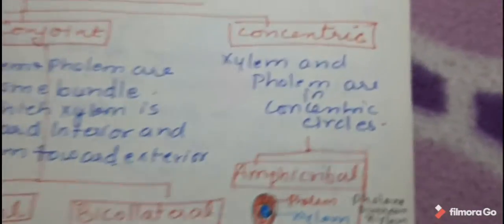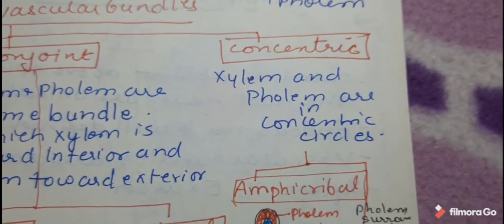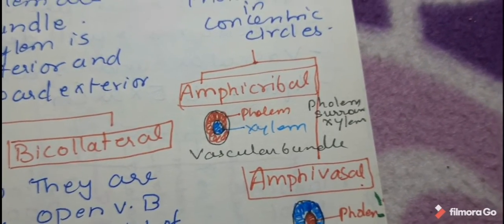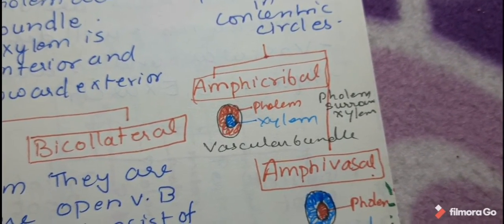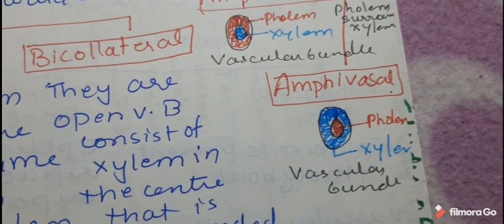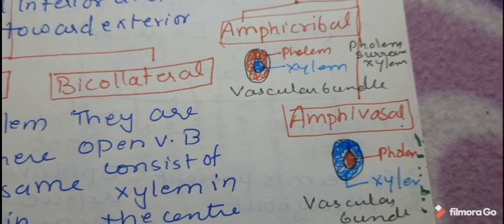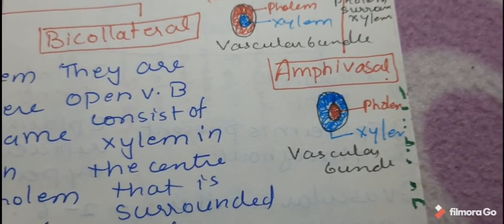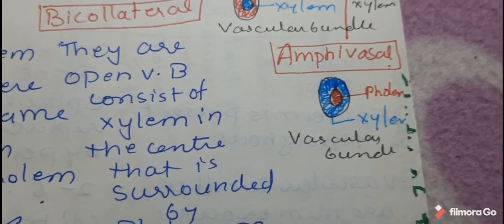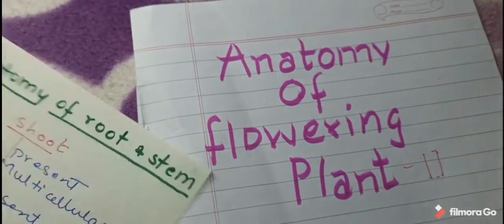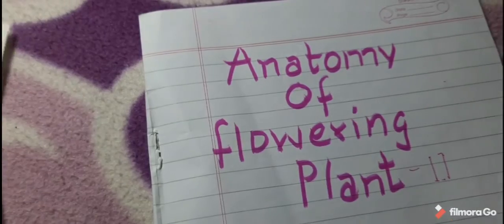Now concentric, the xylem and phloem are in concentric circles. Like here, the xylem is surrounded by phloem. This is called amphicribal, whereas here the phloem is surrounded by xylem. Okay, so this is amphivasal. So these are different arrangements which you need to understand.